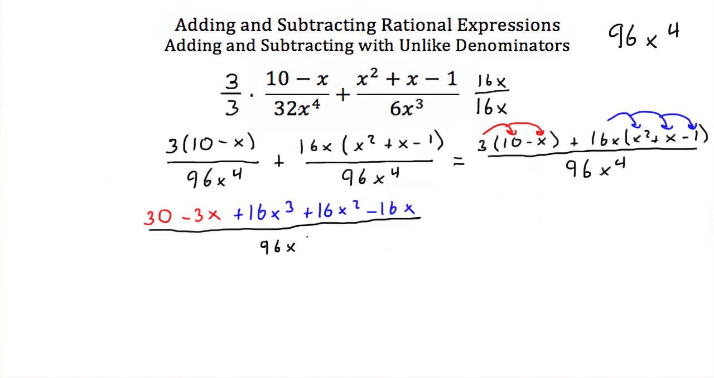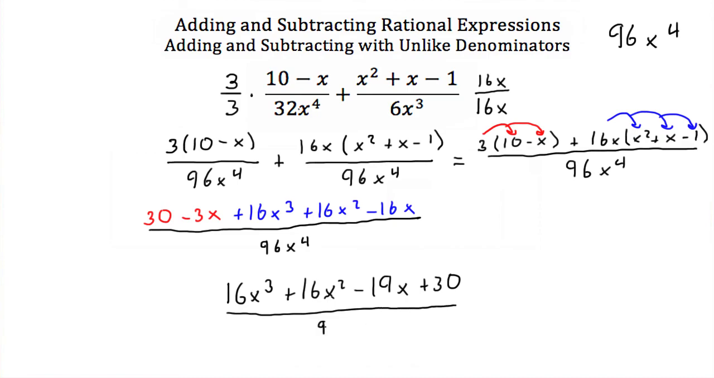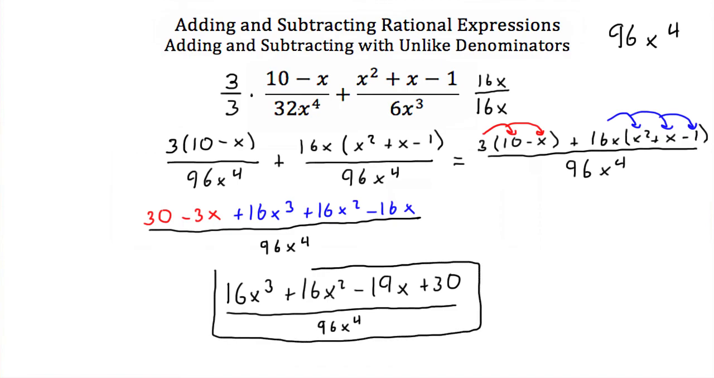96x to the fourth. Now I'm going to add my like terms and write my numerator in standard form. So it's going to look like 16x cubed plus 16x squared. Now negative 16x and a negative 3x can combine to be a negative 19x. And then we have a positive 30. And of course this is still over 96x to the fourth. This cannot be simplified anymore, so this would be the solution of our addition.